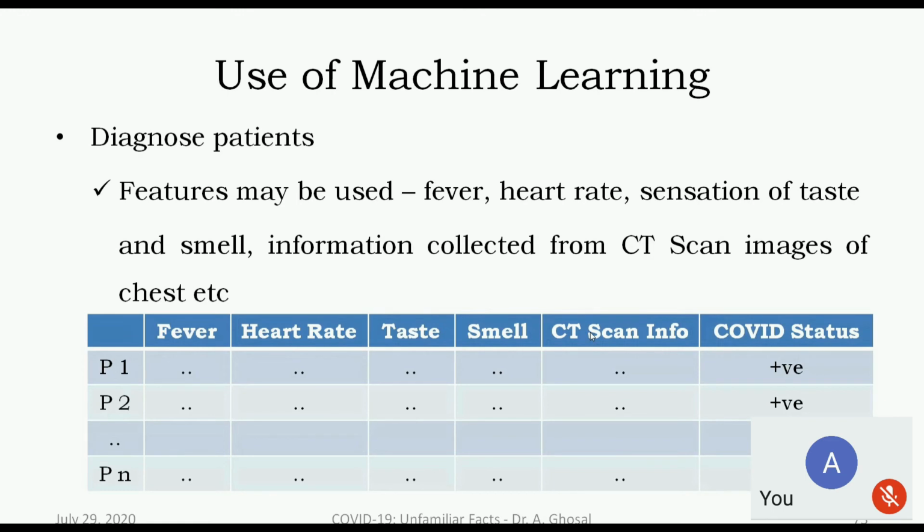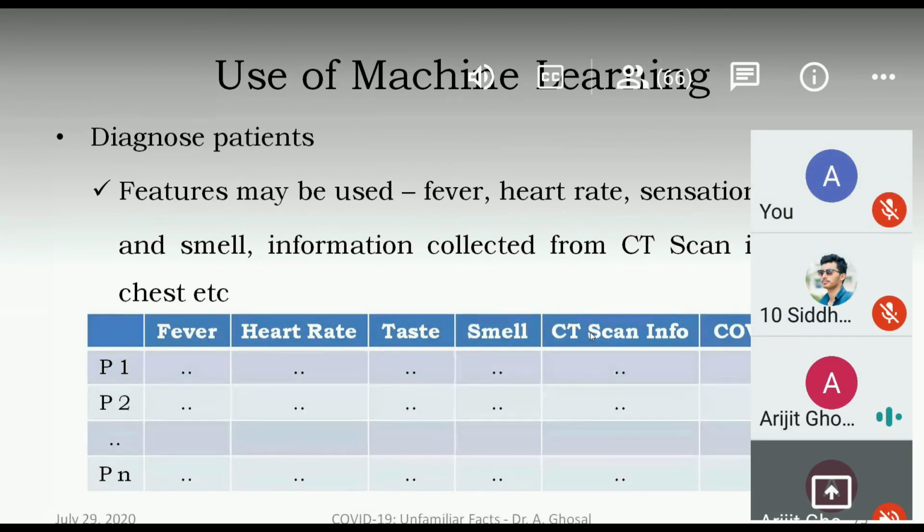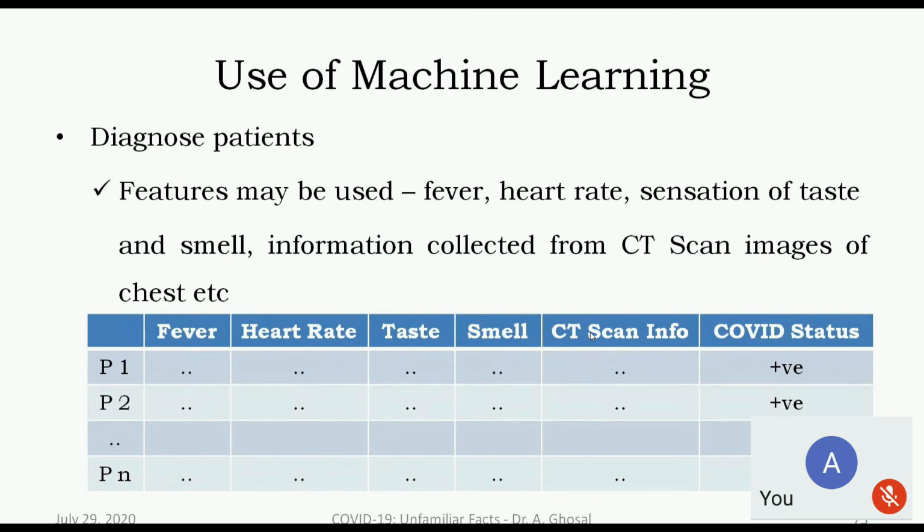Machine learning can be used for the diagnosis of patients. But what features can be used? Probable features are fever, heart rate, the sensation of taste or smell, or information collected from CT scan images of the chest. All this information you can consider as features. Just like in the table, you see P1, that is person one, you note their fever, their heart rate, whether the person can feel taste or smell or not, and CT scan information, which may be more than one piece of information, and the final COVID status is positive.